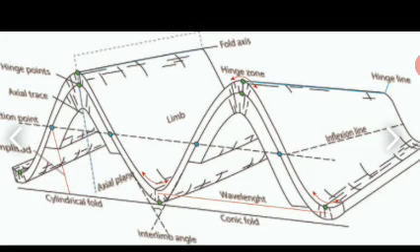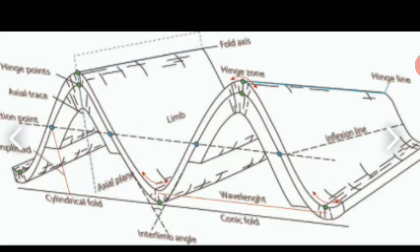There are two types of folds. One is the anticline and another one is the syncline. The combination of anticline and syncline fold is called the complete fold. A set of anticline and syncline fold shows the complete fold.